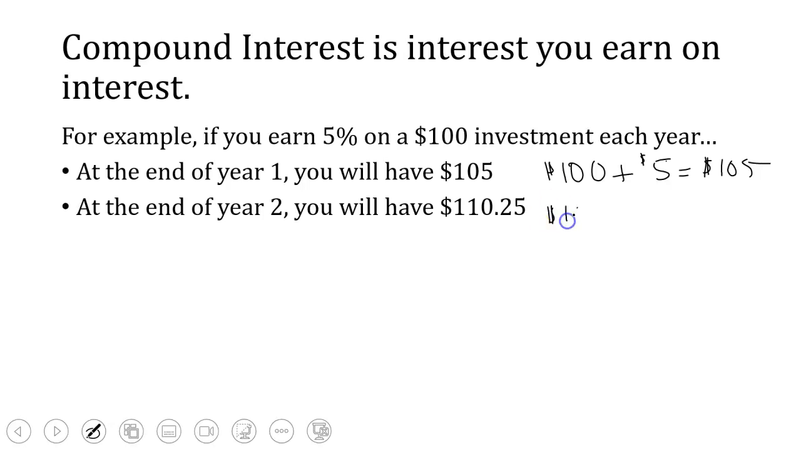So now I have 105 as my base, what's in the bank, and I multiply it by the 5%, and then you get your 110.25 because you add it to the 105 base. So every year your amount goes up because of interest.